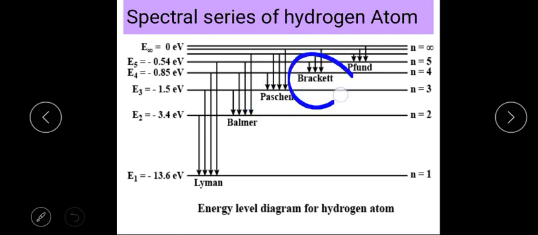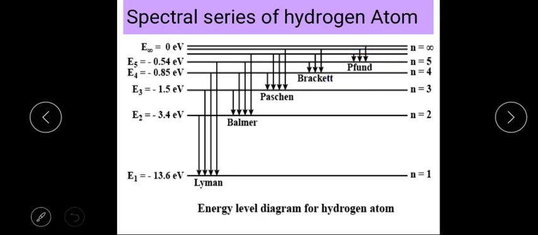In the case of Brackett, a transition takes place from a higher energy state to the n equal to 4 state. So the electron comes to the n equal to 4 state from n equal to 5, 6, 7, and so on, and from infinity also. Now the last series, the Pfund series. Here the transition takes place from a higher energy state to the n equal to 5 state. That is, the electron comes to the n equal to 5 state from a higher energy state.